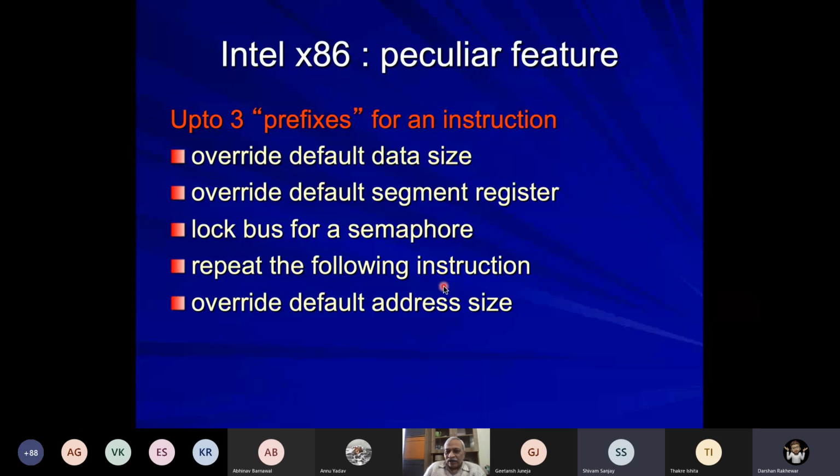So you may have an instruction which you want to repeat, say 10 times. A prefix could be used to specify that repetition. And lock bus, for example, let's leave that for the moment. I think it will be difficult to appreciate that.